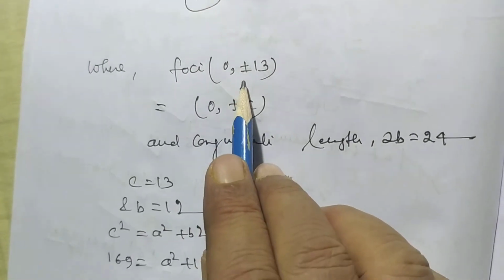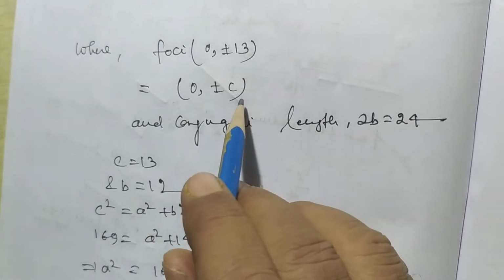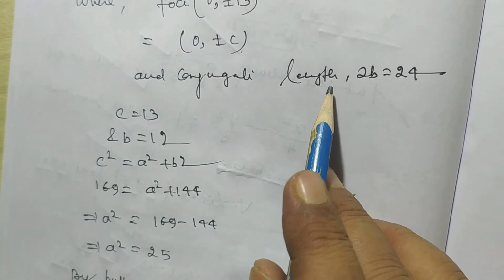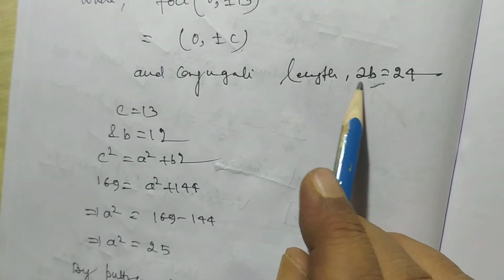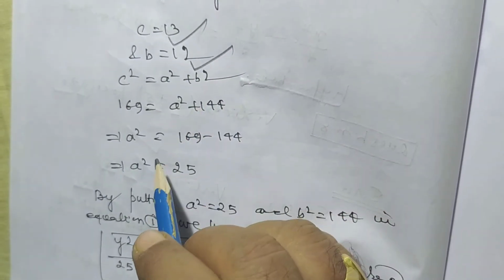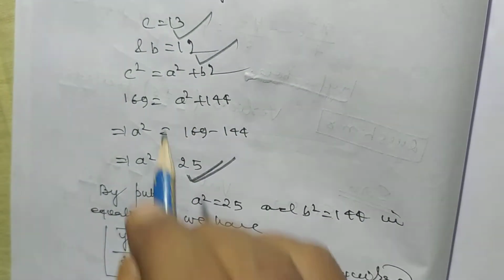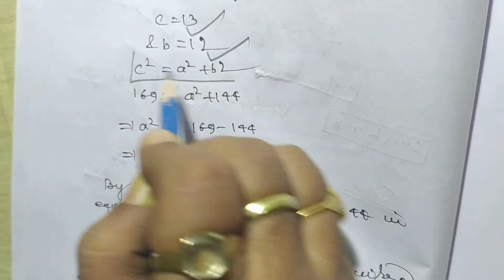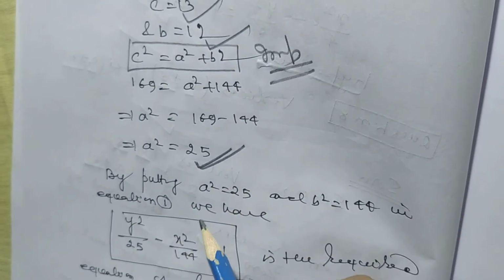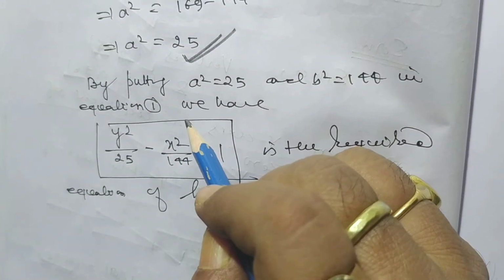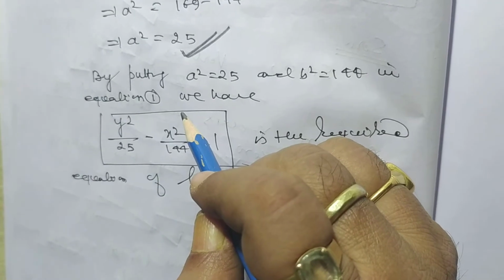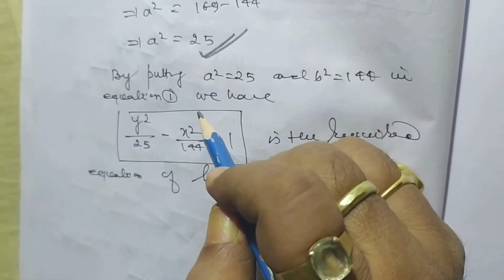Where foci 0 comma plus minus 13 and the length of the conjugate axis 2b is equal to 24. So c is equal to 13, b is equal to 12. A square can be determined by using the formula. This is very, very important. I have just told you, c square is equal to a square plus b square. And in case of an ellipse, c square is equal to a square minus b square. In case of a hyperbola, c square is equal to a square plus b square.